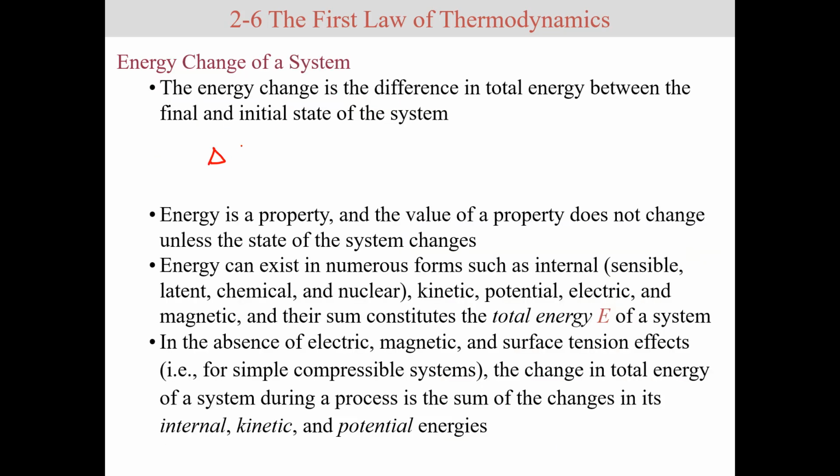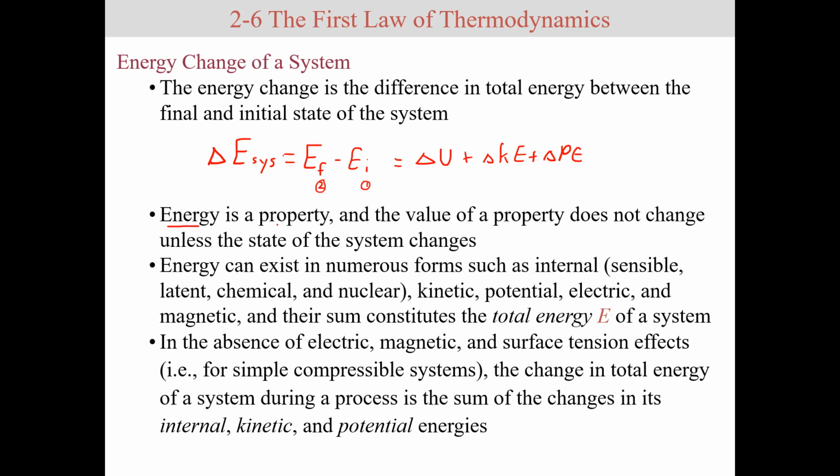and write it out. Delta E, we'll call it delta E system. The energy change is the difference in total energy between the initial and the final state. E final minus E initial, or E2 minus E1, right? State 2 minus state 1, which has to equal the change in internal energy of the system plus the change in kinetic energy of the system plus the change in potential energy of the system.